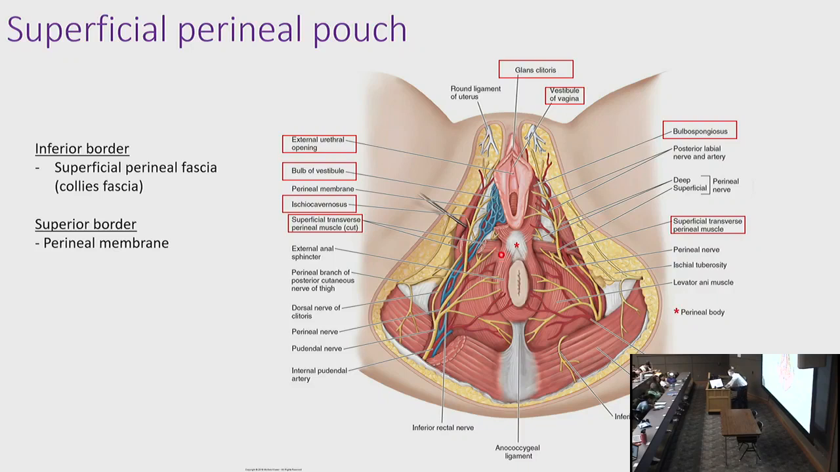Here go, once again, those superficial transverse perineal muscles. Really, if I'm looking at this, everything anteriorly I'm going to call part of my urogenital triangle, and everything posteriorly I would say is in the anal triangle. Right. Okay, and that's everything I wanted to show you there.